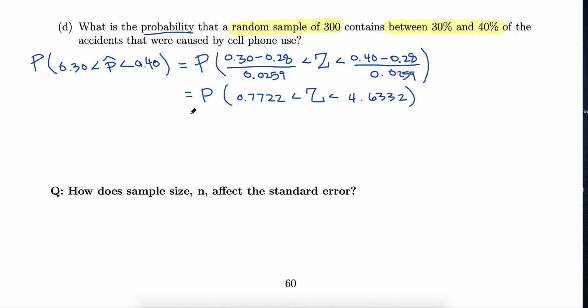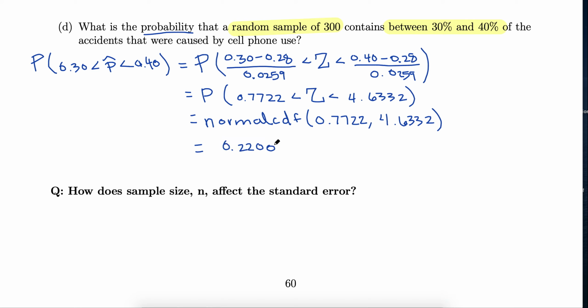All right. Again, now that we have 2 z-scores, we want to find the probability of being in that region. We'll let our calculator estimate that area for us, so normal CDF. And the lower this time is 0.7722. The upper 4.6332. Type that in on your calculator and you should get something like 0.2200. If I'm reading my handwriting correctly here.